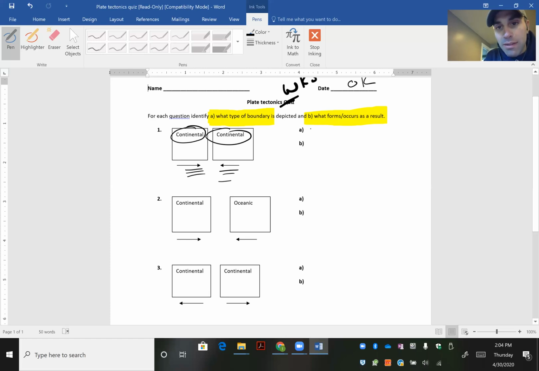You have to apologize for my handwriting. Hopefully this is good. Convergent plate boundary. Oh my God, that is horrible. That is not good handwriting at all, and I apologize, guys.